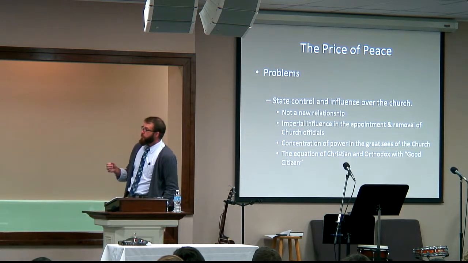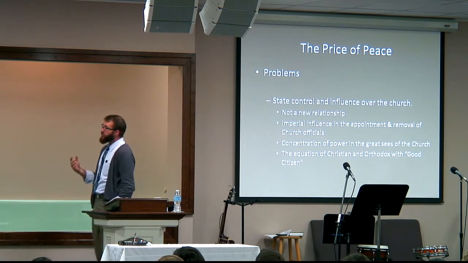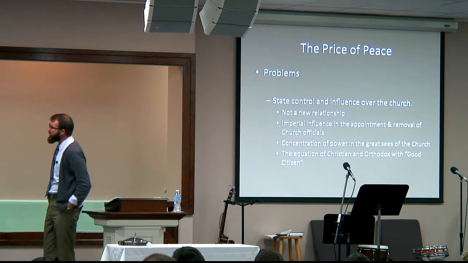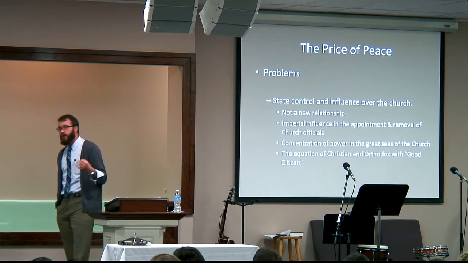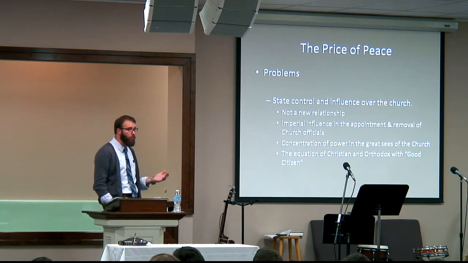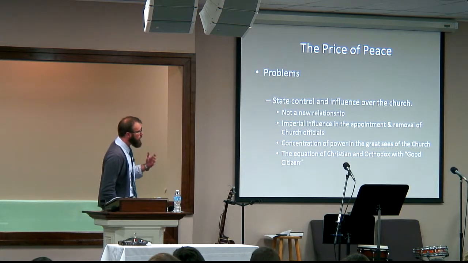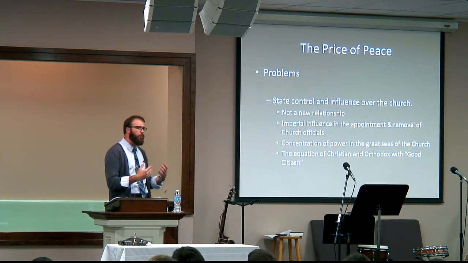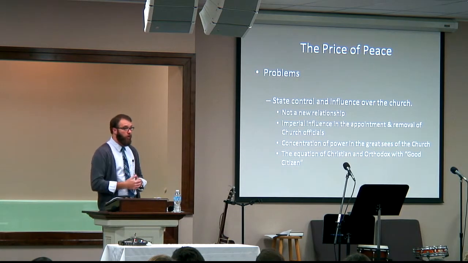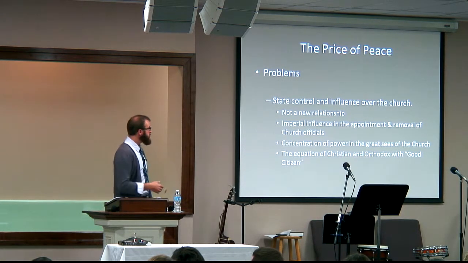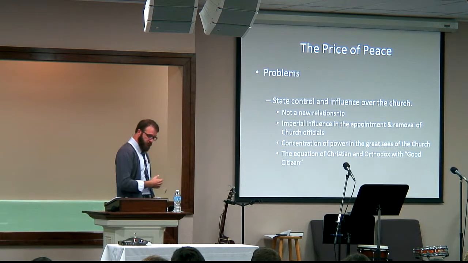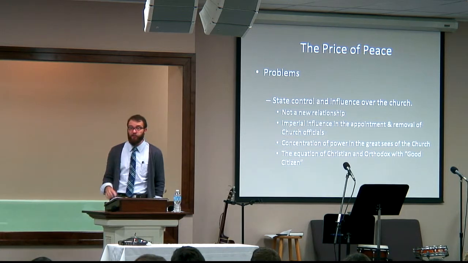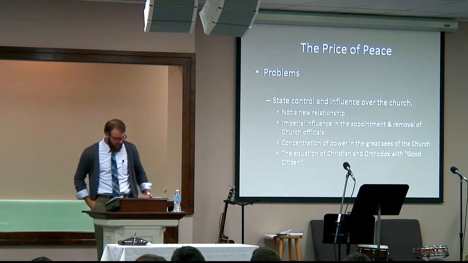So we're going to have a new relationship with state control over the church, or influence over it anyway. Now, this is going to involve a lot of ways. Imperial influence in the appointment and removal of church officials is going to become more and more common. As more and more power is given to church officials, the emperor in particular is going to take more and more interest in who is appointed. You have a number of officials who are deposed by the will of the emperor for nothing more than upsetting the emperor or, more likely, the empress. And so they're gotten rid of.